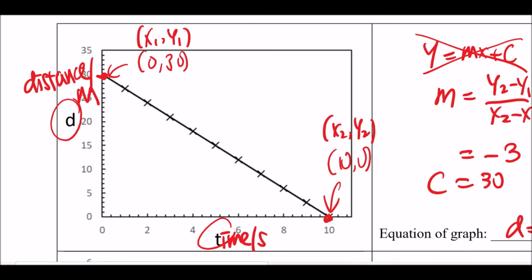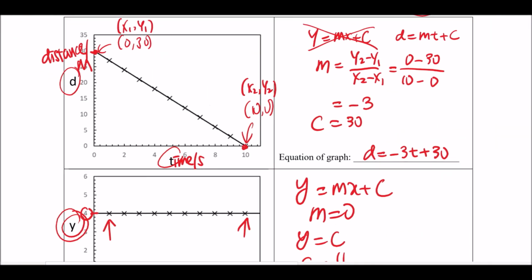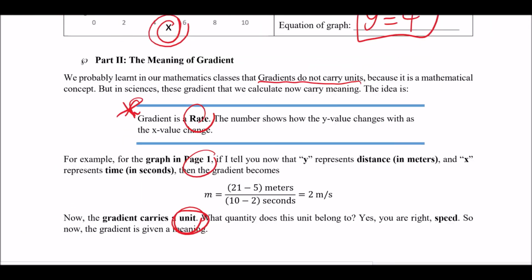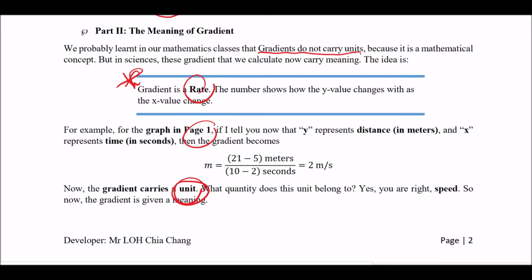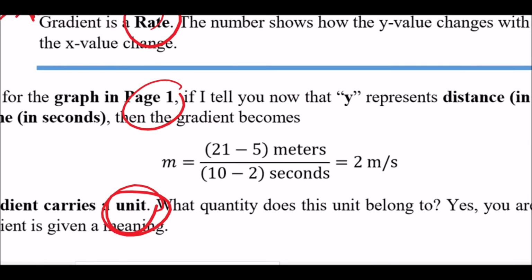If you get speed, then great. But in case you have absolutely no idea, let's see why it is speed. If I calculate the gradient, the y is in meters because these two are distances, and these two must be time because that's the x-axis. The y-axis is distance, the x-axis is time. So each of them will carry a unit, right?